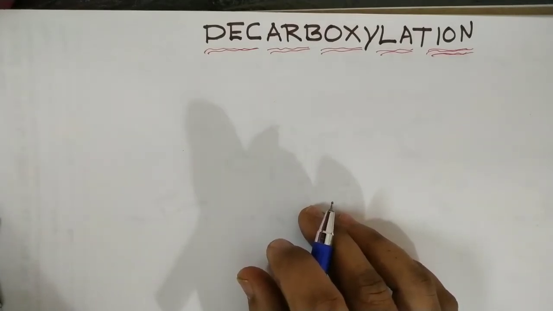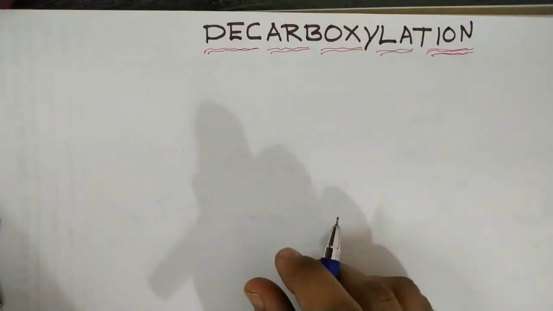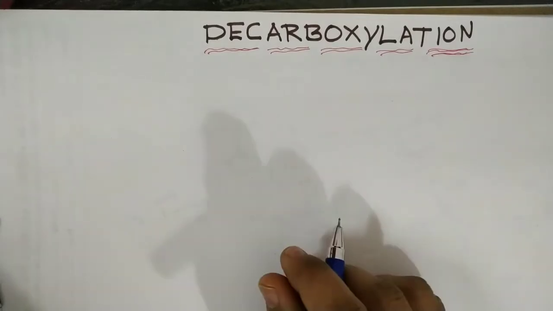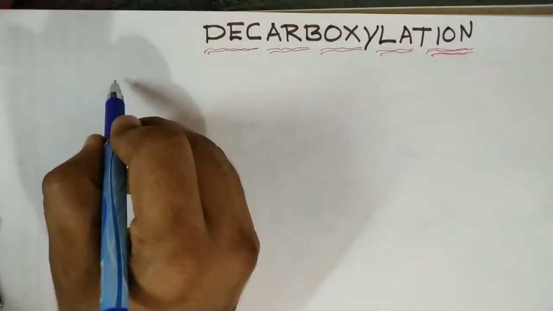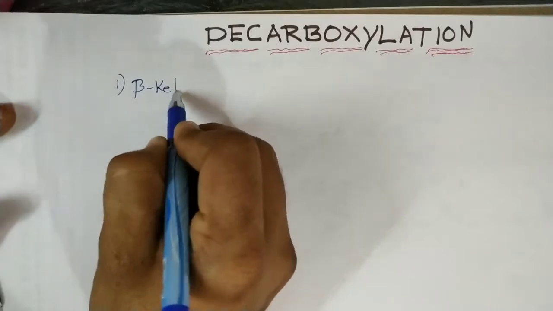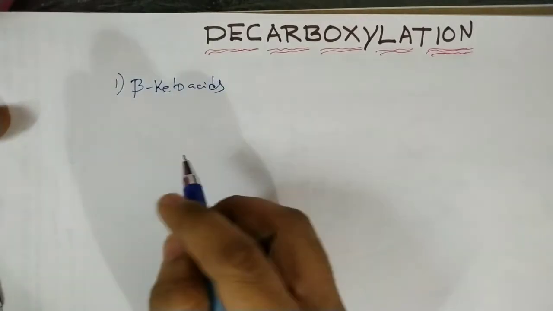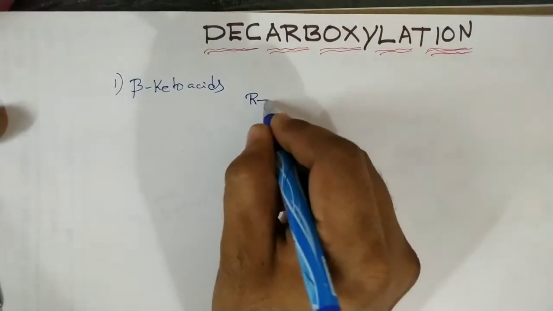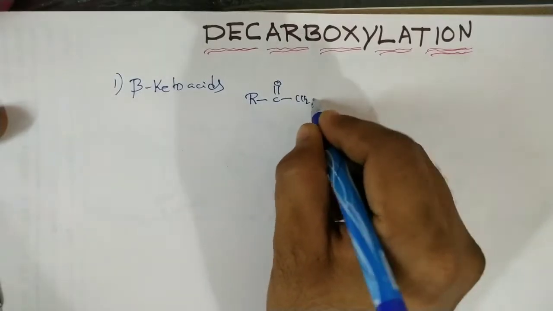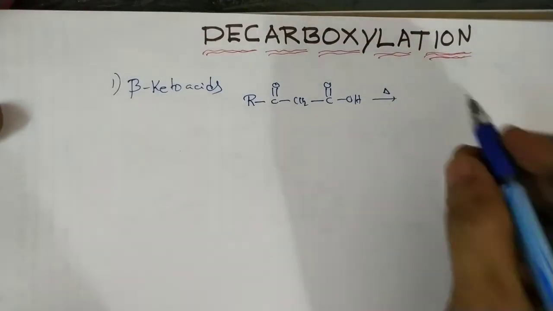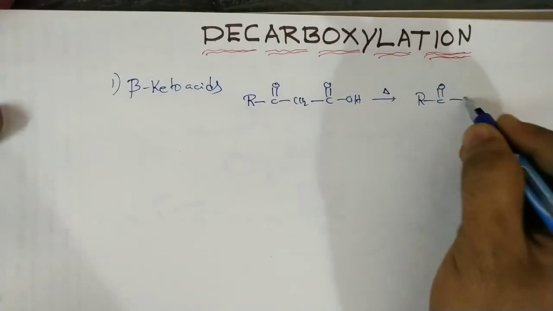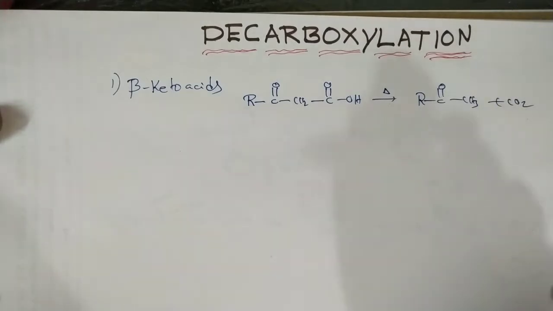These beta keto acids and dicarboxylic acids, on just heating, removal of CO2 takes place, nothing but decarboxylation. So first of all, briefly we will discuss the mechanism of the decarboxylation. So first of all here beta keto acids. So here RC double bond O CH2 C double bond OH. So this one on heating we will get the RC double bond O and CH3 plus CO2.